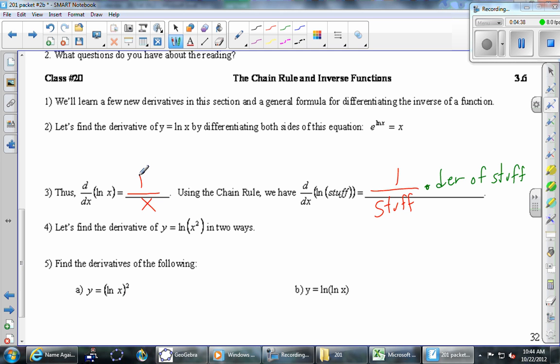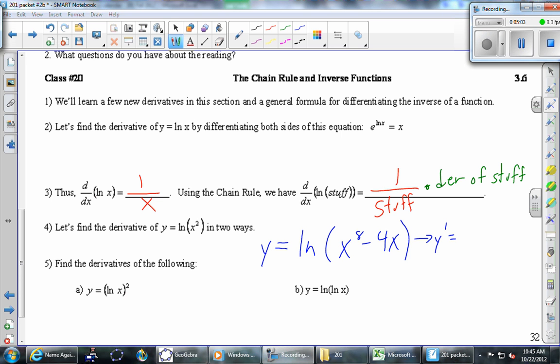So let us try. I'm just going to make one up right here real quick. Can you guys find the derivative of ln of x to the 8th minus 4x? Can you find the derivative of that? I just made that one up so you won't find it on the packet. And check with your neighbors. Okay, how do we start this one?